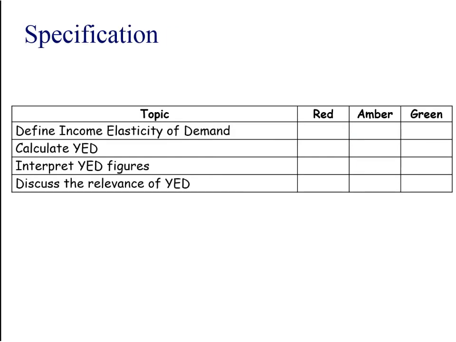So define income elasticity of demand: percentage change in quantity demanded over percentage change in income. Calculate YED, interpret the YED figures. So there are 2 things that you can say about YED figures. You can either say, is it elastic or is it inelastic, or is it normal or is it an inferior good, and then discuss the relevance. You're really looking at the product ranges. You're looking at, are incomes increasing or decreasing, and am I selling the right product for the stage of the economic cycle?